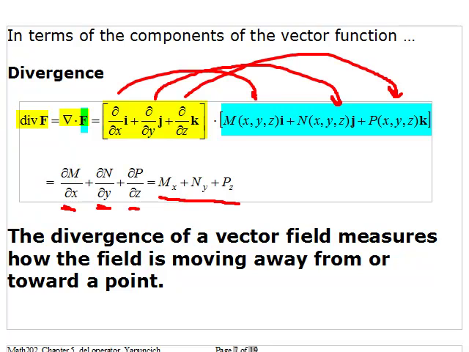Divergence has physical significance. It gives a measure of how a vector field is moving away from or toward a point in the field. Remember, these vector functions are setting up vector fields. That is a whole bunch of vectors, or a vector at every point in the domain, which is some subset of R3.